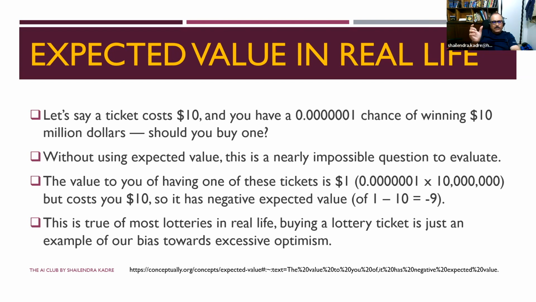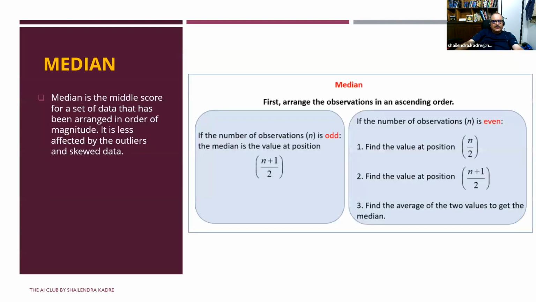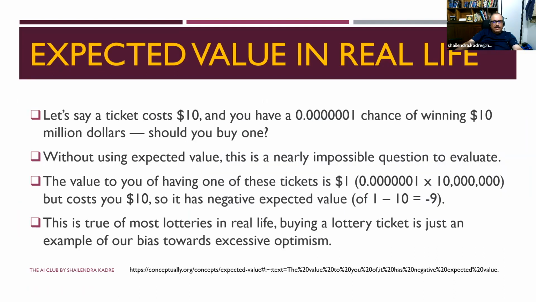So suppose expected value in a game is coming positive, then it is a profit game. If it is coming negative, it's a loss game. If it is zero, then it's a neutral game. So that is the business significance of expected value.